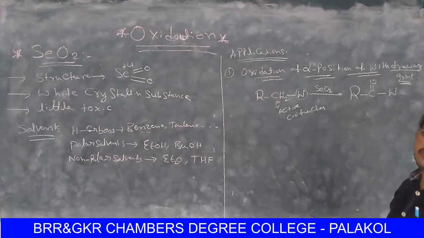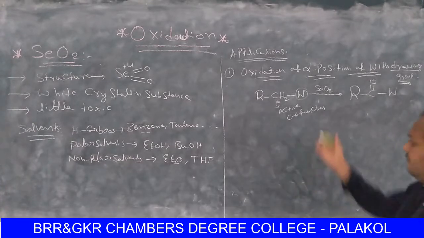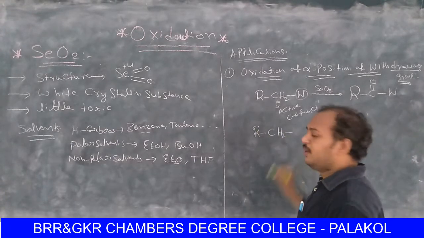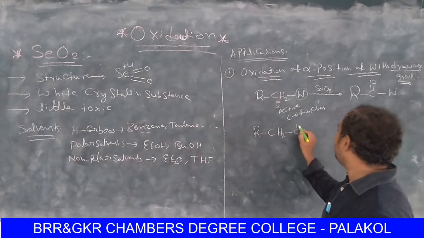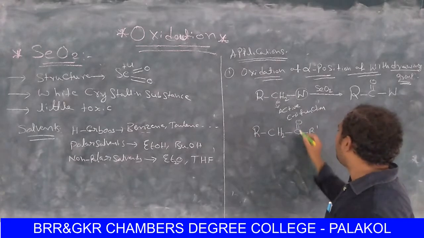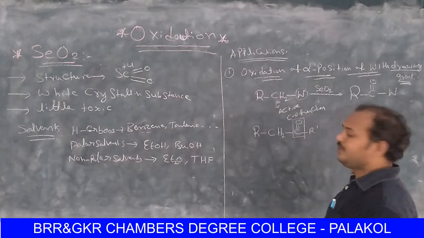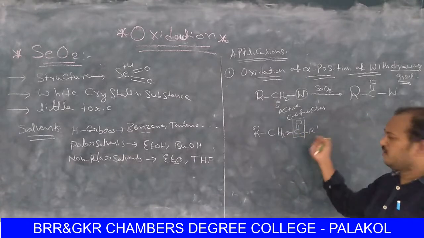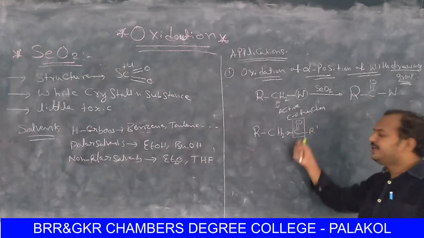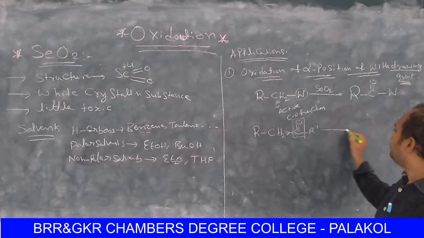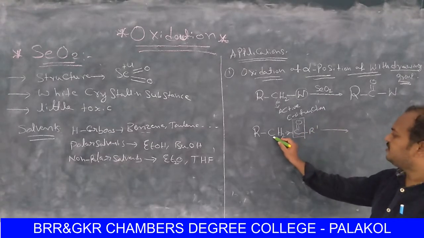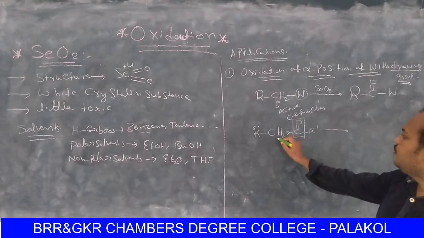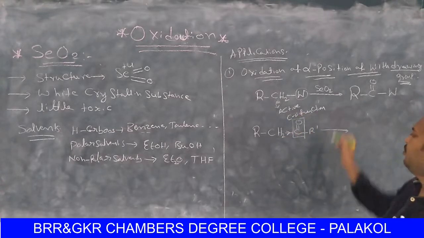So what are the withdrawing groups here? In place of W, I may take C double bond O R dash. Here C double bond O is the electron withdrawing group, withdrawing electrons toward itself. Because of this, the hydrogens are highly acidic in nature. So we can say it is an active CH functional group.